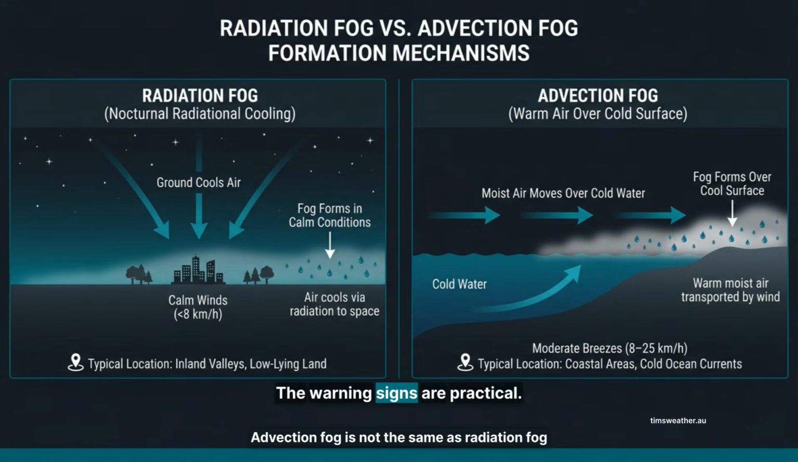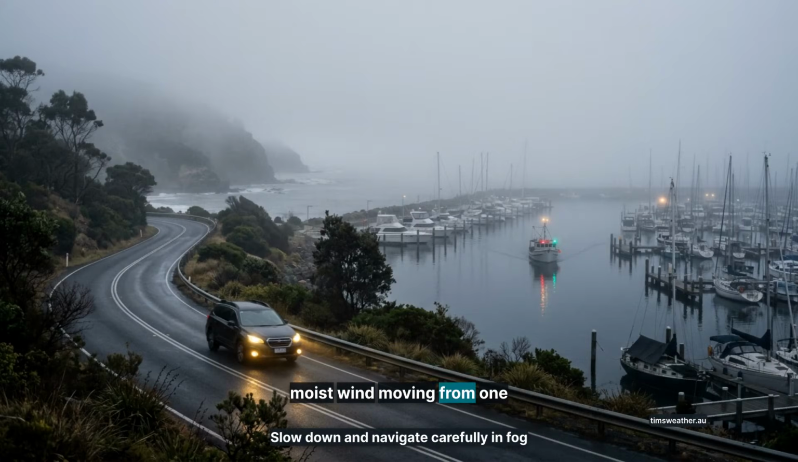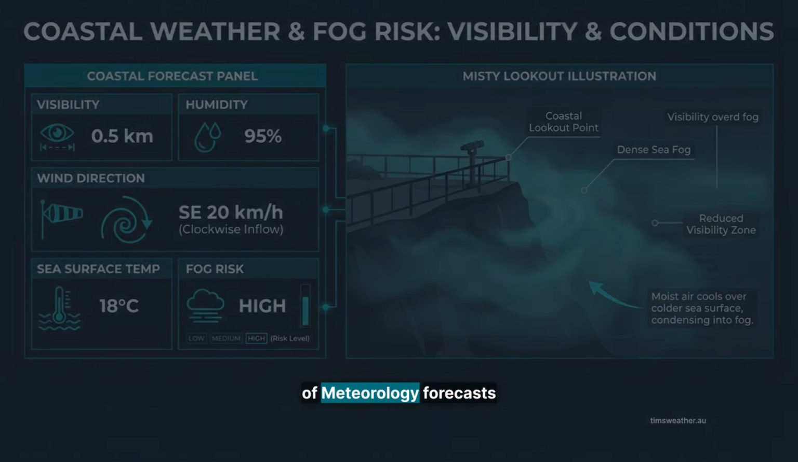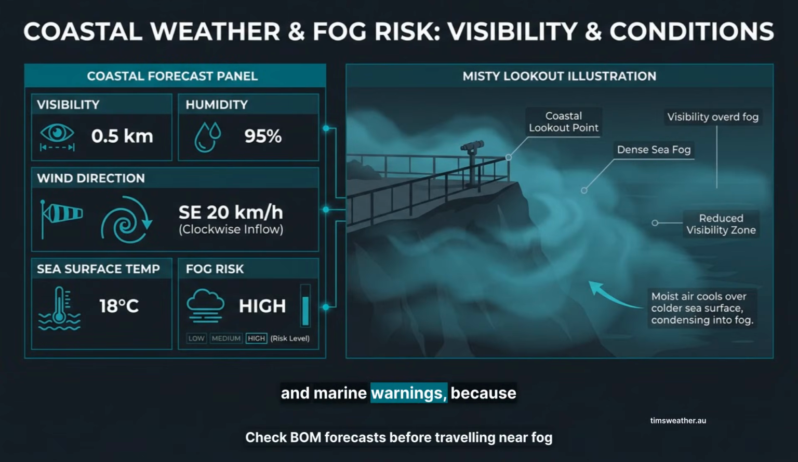The warning signs are practical. Watch for air temperature and dew point sitting close together, moist wind moving from one surface to another, and a flat fog bank creeping along the water. If visibility starts dropping near the shoreline, slow down, use low-beam headlights, and allow extra space. On the water, check Bureau of Meteorology forecasts and marine warnings because landmarks can vanish quickly.